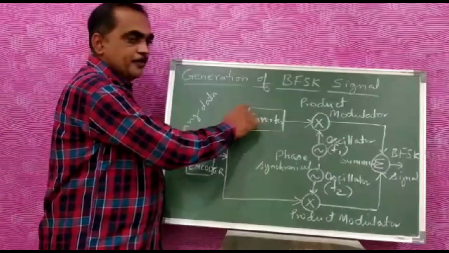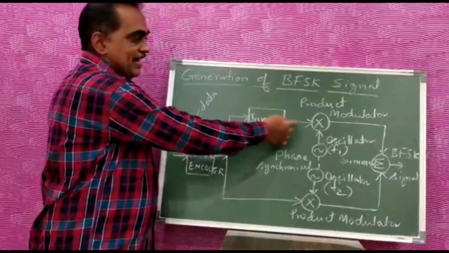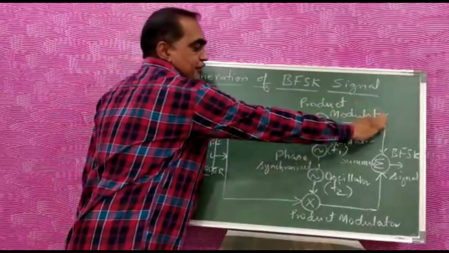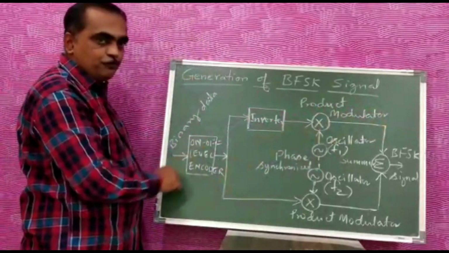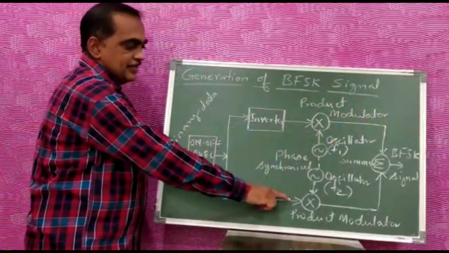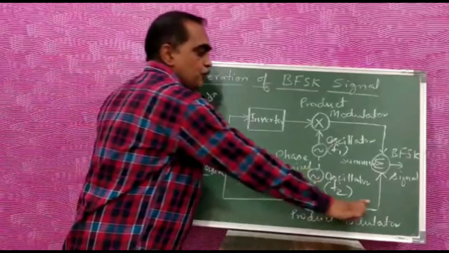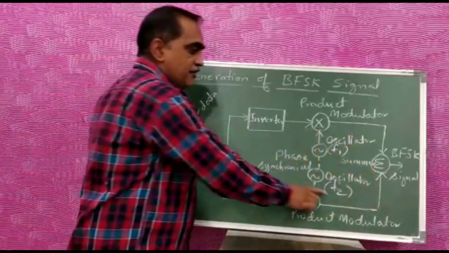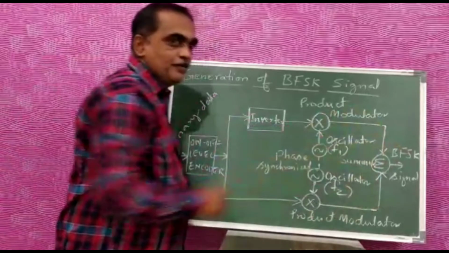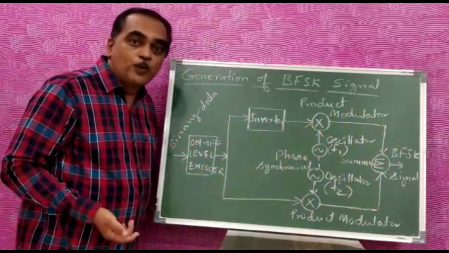Similarly, when the input data is 1, this inverter will make it 0. And that 0 multiplied by f1, the output here will be 0. And down below, if that 1 comes here and is multiplied by frequency f2 of this oscillator, then the output here will be f2. When this f2 is added with 0, the output will be f2. That means the output will be frequency f2.